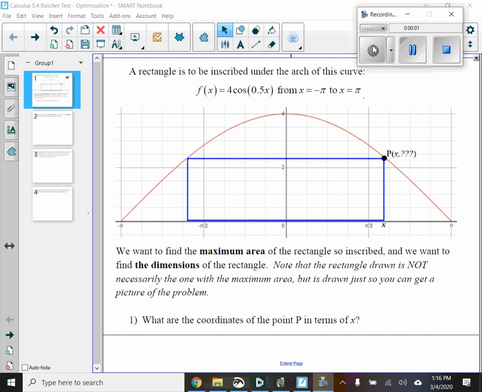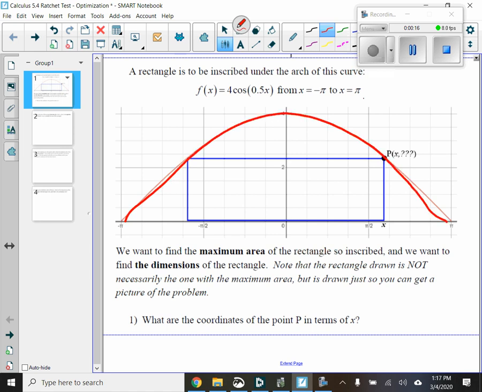The problem is that a rectangle is to be inscribed under the arc of this curve. The curve f of x right here has this equation right here. And the rectangle goes from negative pi, which is over here, to pi, which is over there. Are we okay with that?